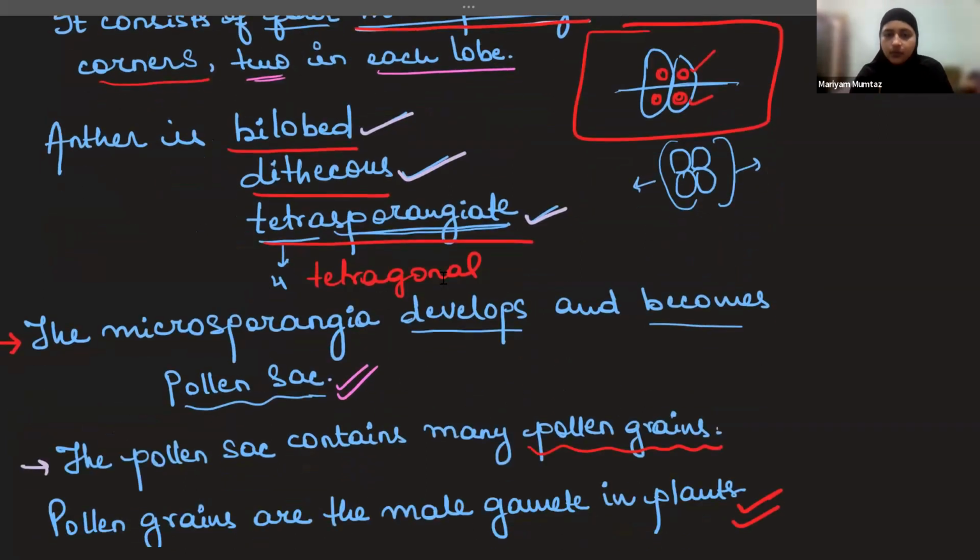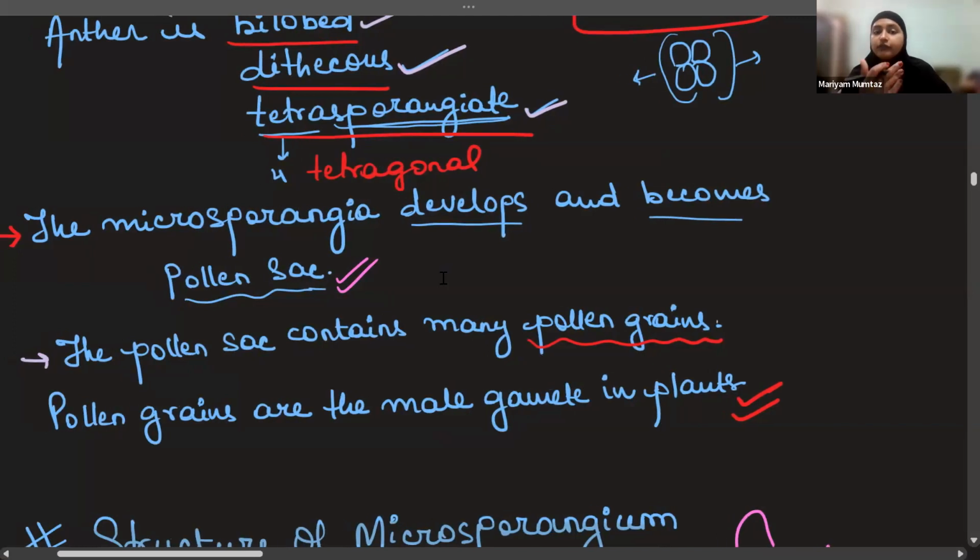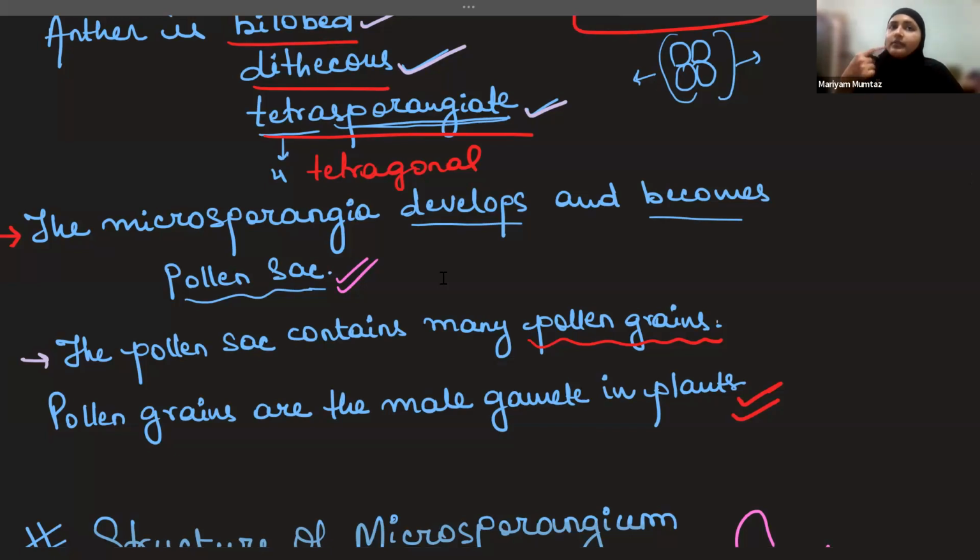Okay. Now see, these 4 microsporangia that we just saw will mature and develop and become a pollen sac. After they develop into a pollen sac, they will make the pollen grains. Pollen grains are the male gametes of plants. So the microsporangia develop into pollen sacs, and these pollen sacs start producing the pollen grains. This much is clear?